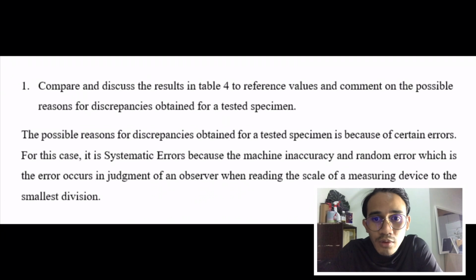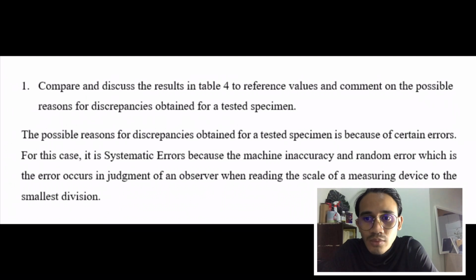Okay, the possible reason for discrepancies in the tested specimen is because of certain errors. For this case, it is the systematic error, because of machine inaccuracy, and random error, which is the error that occurs in the judgment of an observer when reading the scale of the measuring device to the smallest division.